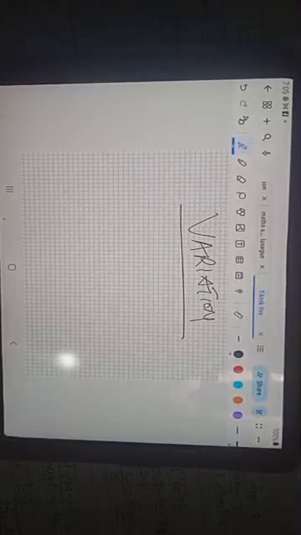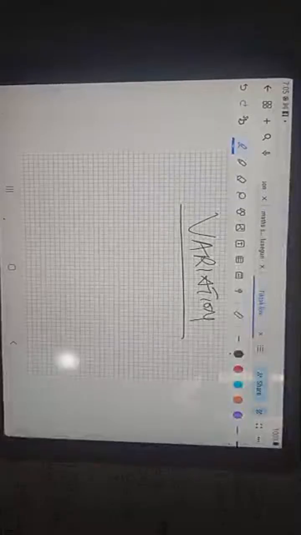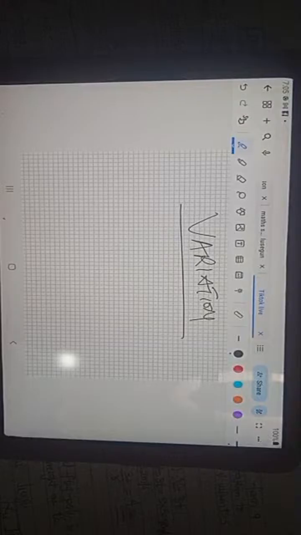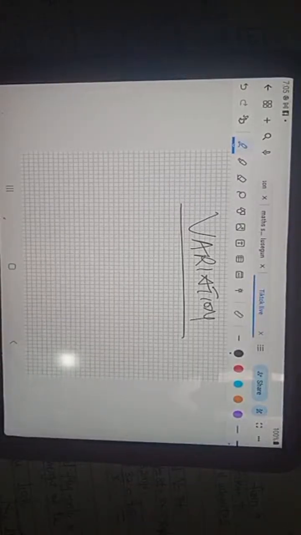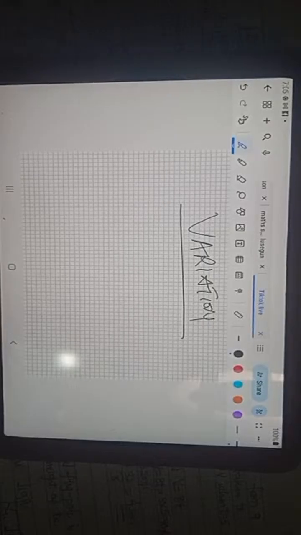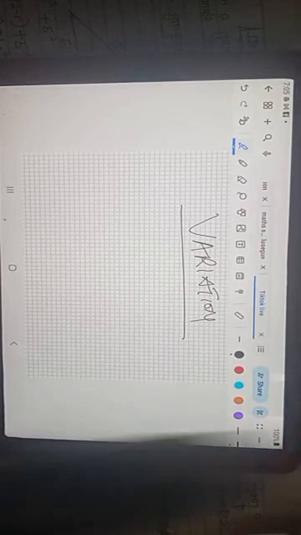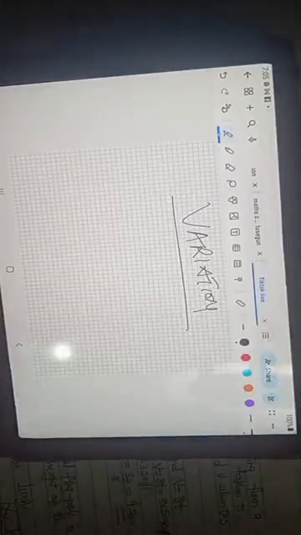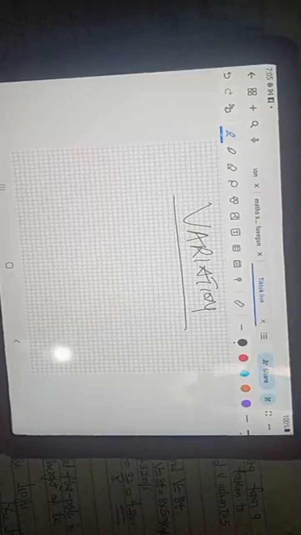We have so many types of variation, and in view of this, we want to be able to solve as much as possible in variation. So let me have the first example.